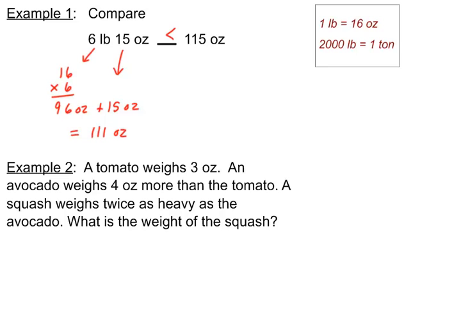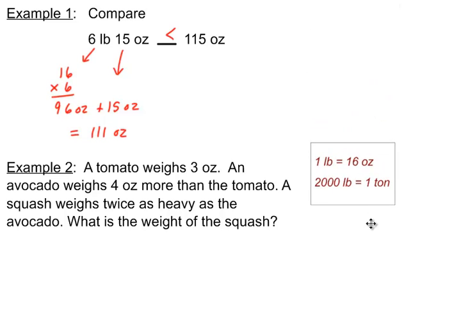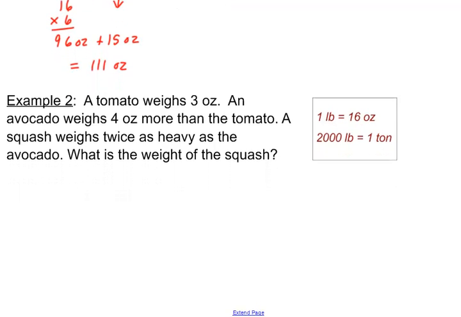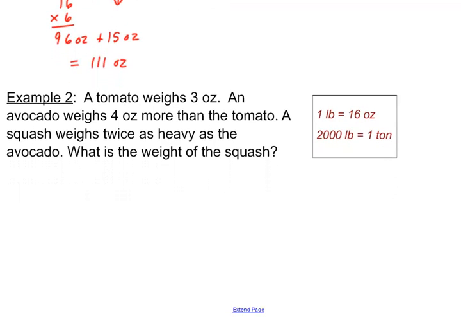Okay, so now we want to do a teacher solution, and we're going to talk about tomatoes, avocados, and squashes. So I have a tomato that weighs 3 ounces, so I'll put T for tomato. I'll just write it out. And we said that that's going to be equal to 3 ounces. Okay, next I have an avocado. That's an O, sorry. And they said that that's 4 ounces more.